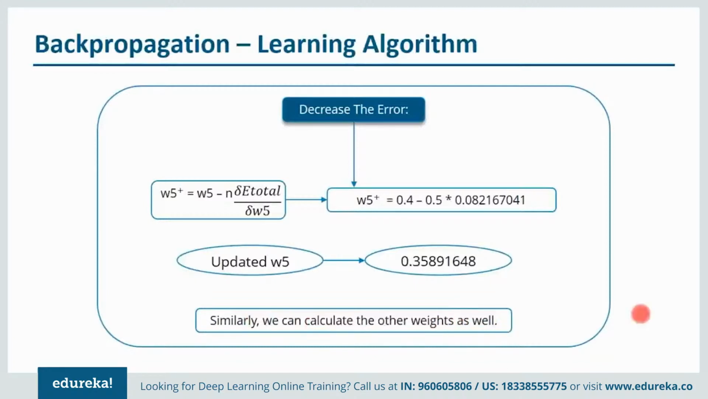So we're going to repeat the same process and calculate the other weights as well. Then again, we're going to see how much the loss is. If the loss still prevails, then we're going to repeat the same backpropagation learning algorithm again for all the weights. So this process will keep on repeating. This is how backpropagation actually works. We'll actually have a separate module in which we'll discuss backpropagation in much more detail.